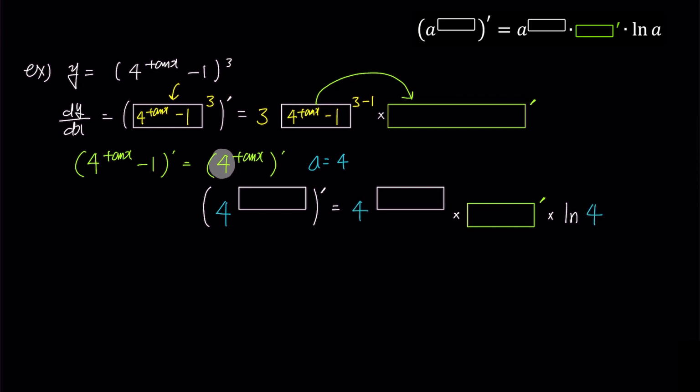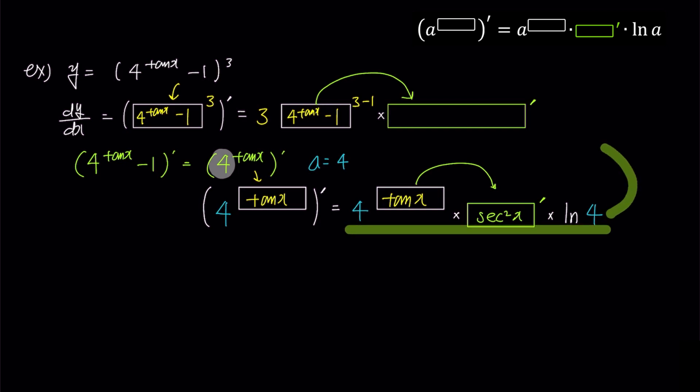Now let's fill in the values for the box and the box prime. We'll write tangent x in the left box, which is the same as the term in the problem, and we'll do the same for the right box. As for the green box prime, we can simply input the derivative of tangent x, which is secant squared x. By substituting the differentiated values into the respective box and box prime, we obtain 4 to the power of tangent x times secant squared x times ln 4 for the green box prime.